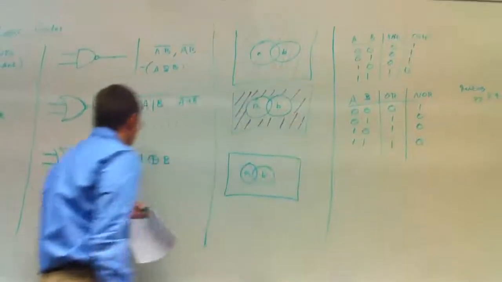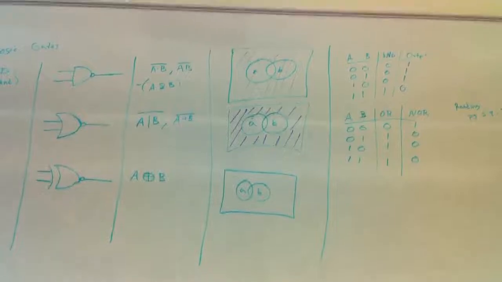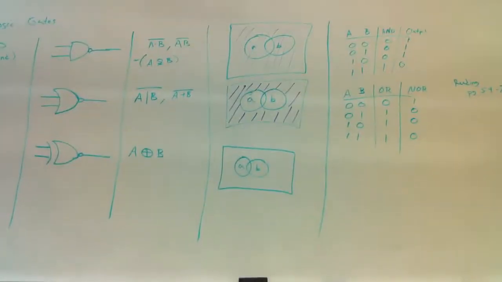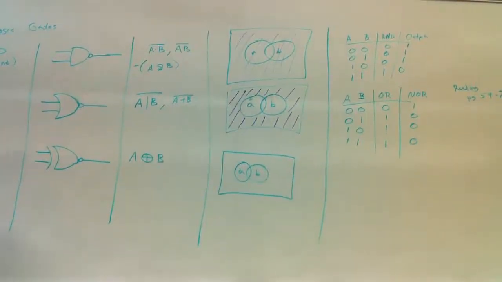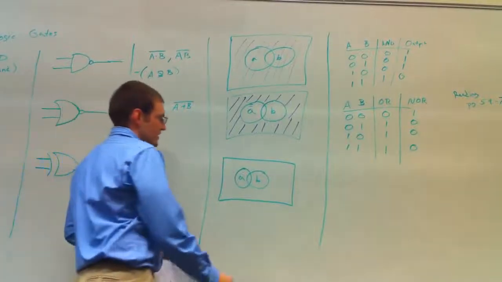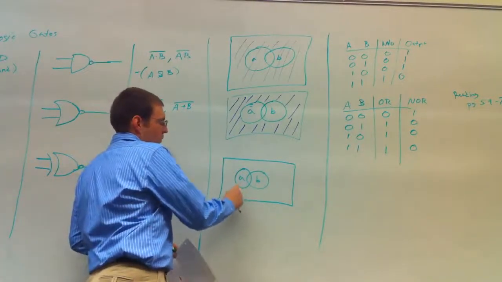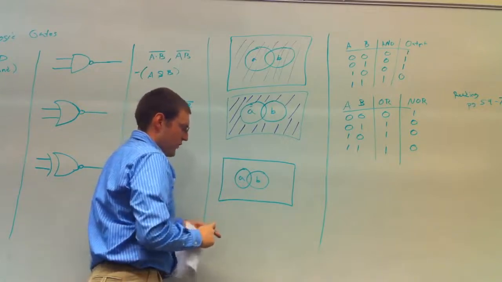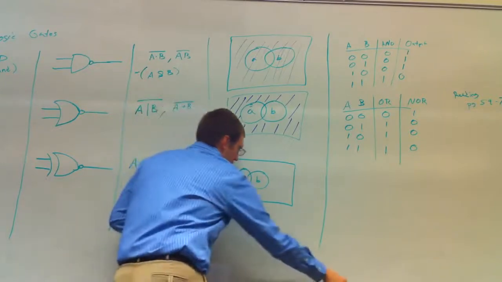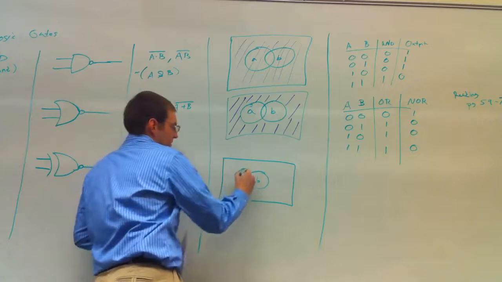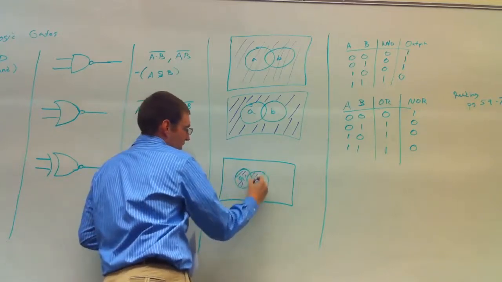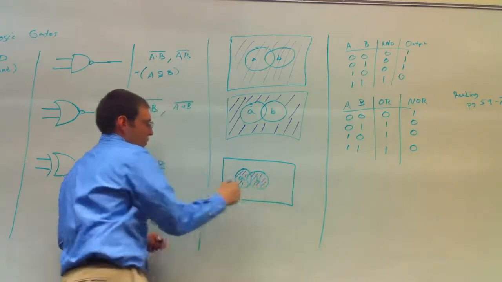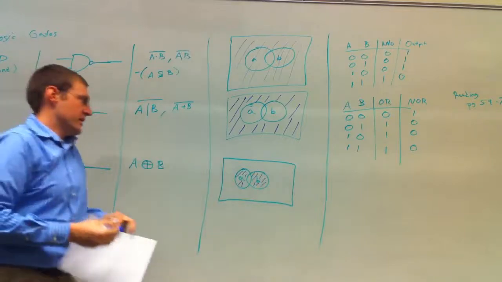A or B. So basically the definition of exclusive OR is one input has to be 1, but not both. So basically everything that A covers, everything that B covers, but not what they both cover is what exclusive OR is.